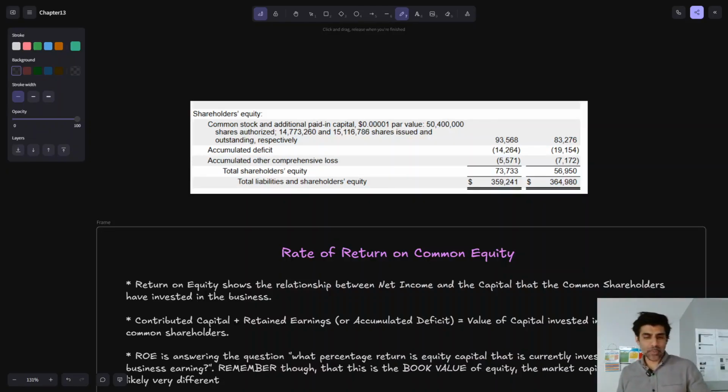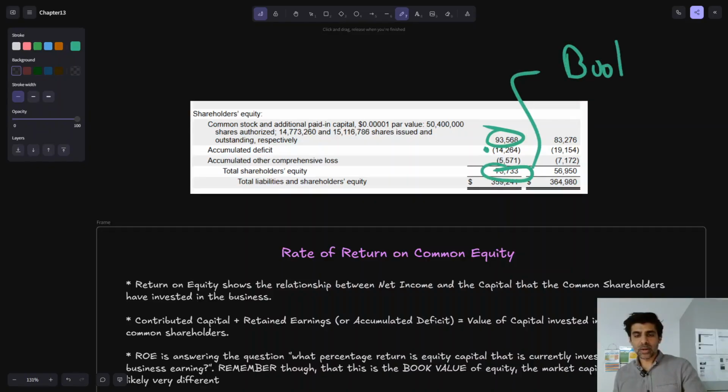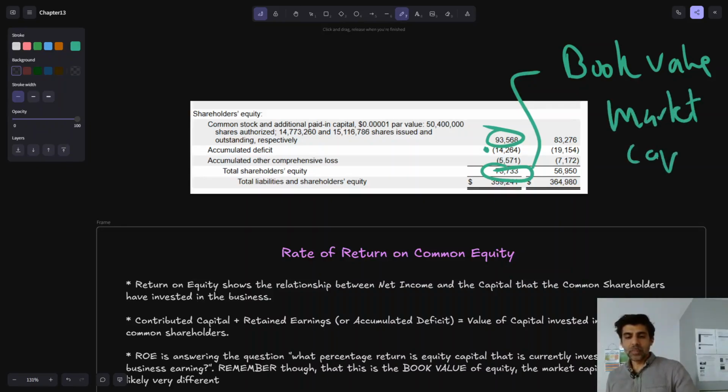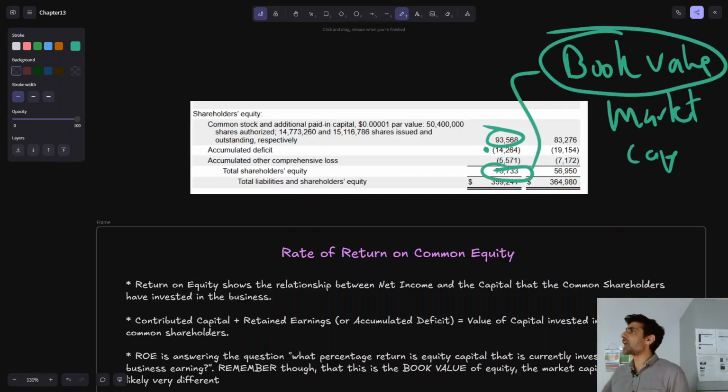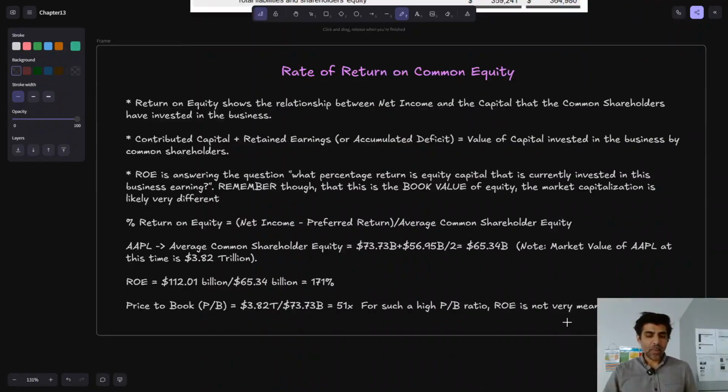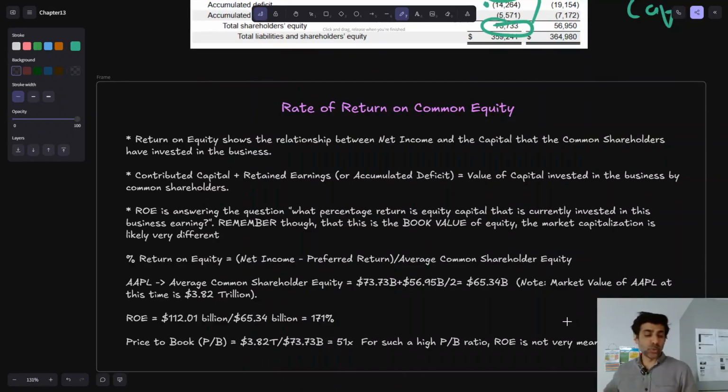Through paid in capital, which is here. And in this case, it's an accumulated deficit. But this is what we call the book value. It's different than the market cap, as we talked about. But the book value, again, is related to how much capital is actually invested from investors. So it's good to know what is the actual return on that actual investment from investors.